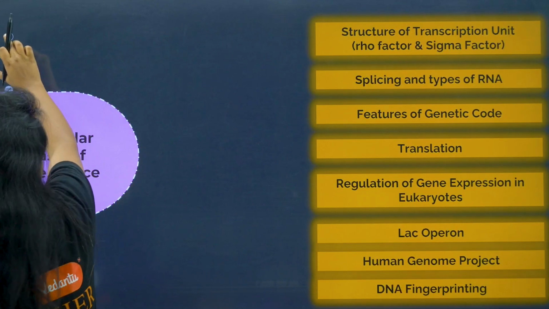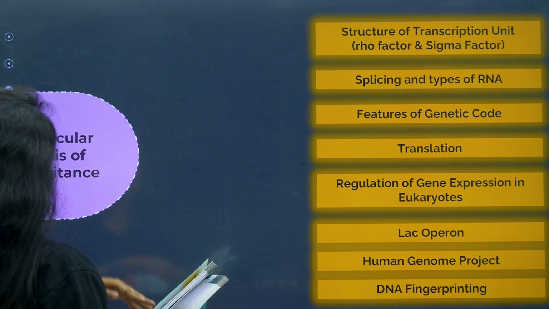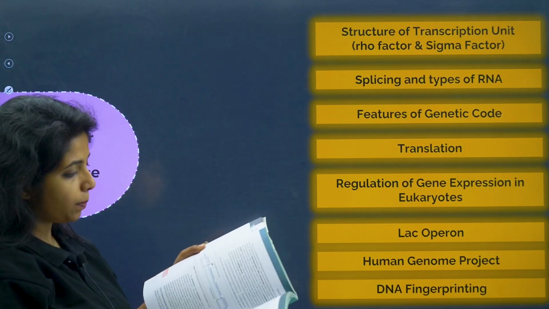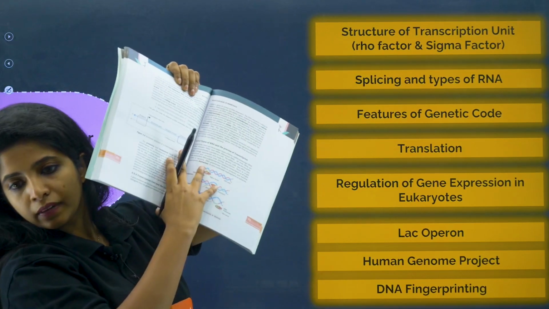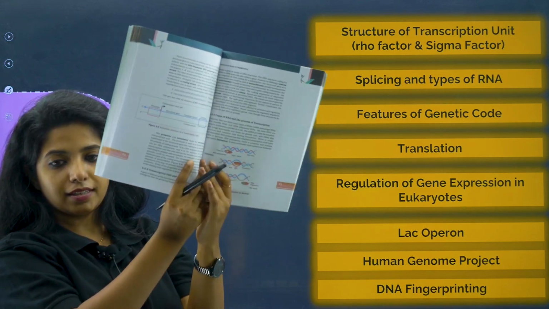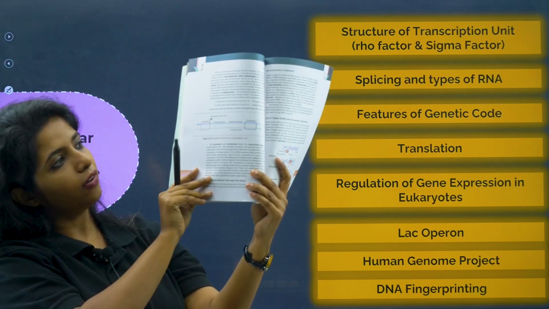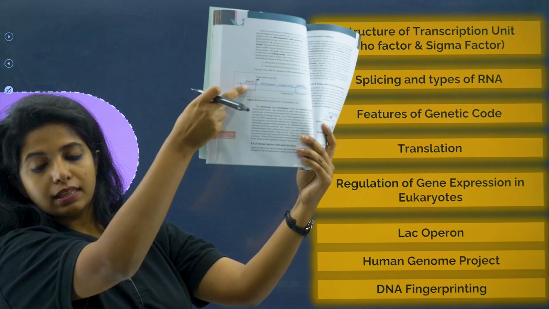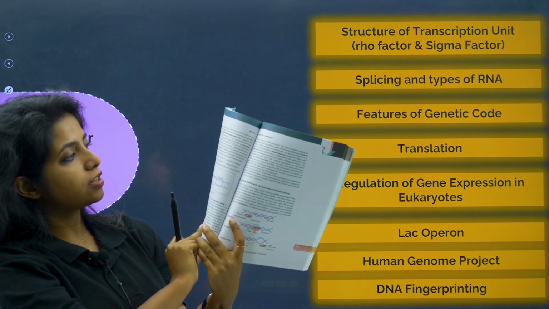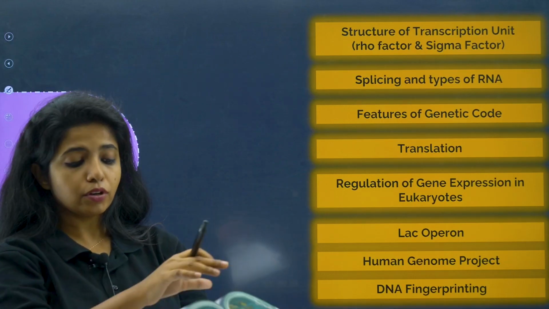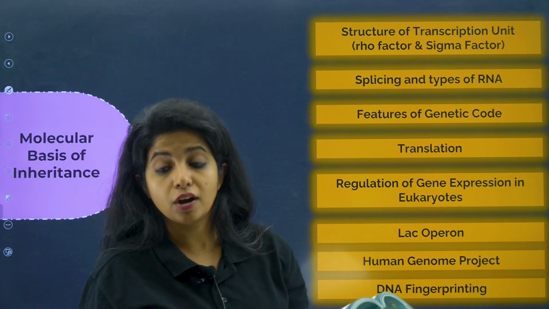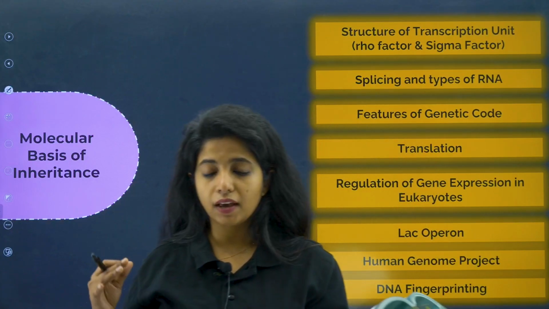Now going ahead, what do we have? Structure of transcription unit, my dear children, which is given on page number 92. It looks like this. Okay, if you can see, this is the thing. The schematic structure of transcription unit is really important. You should be knowing where the rho factor and the sigma factor come and attach, what is rho factor, what is sigma factor, every single thing.